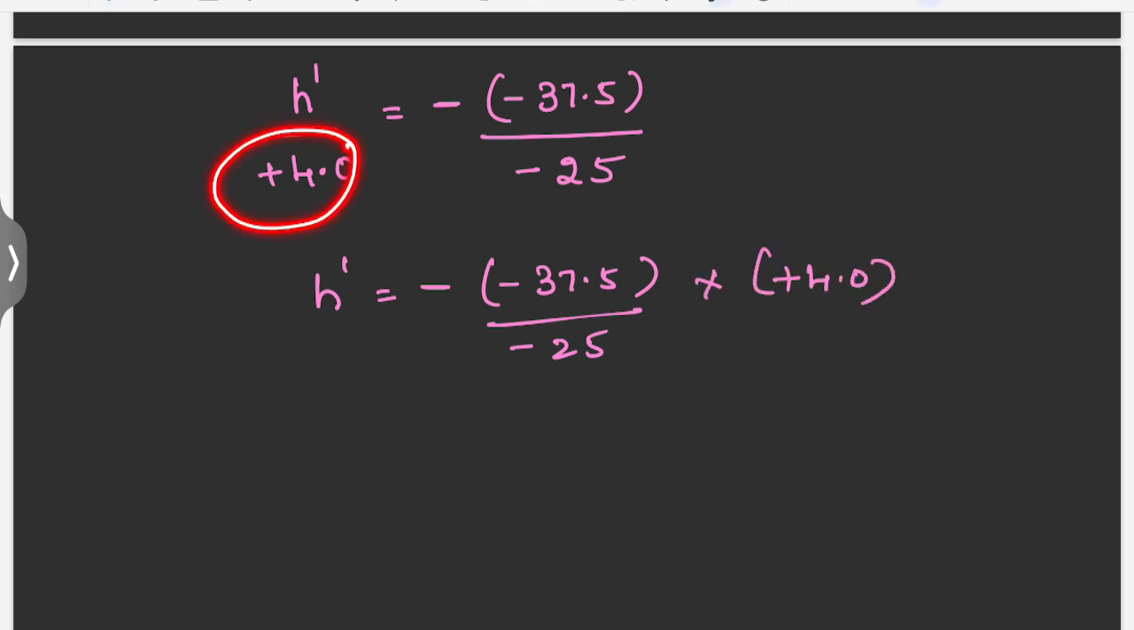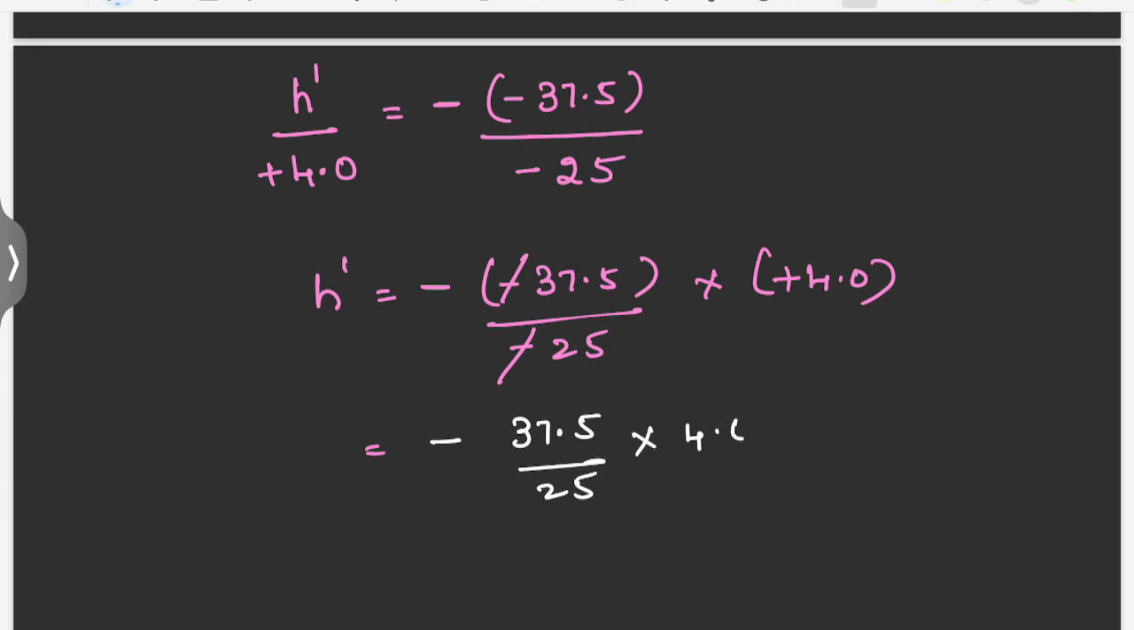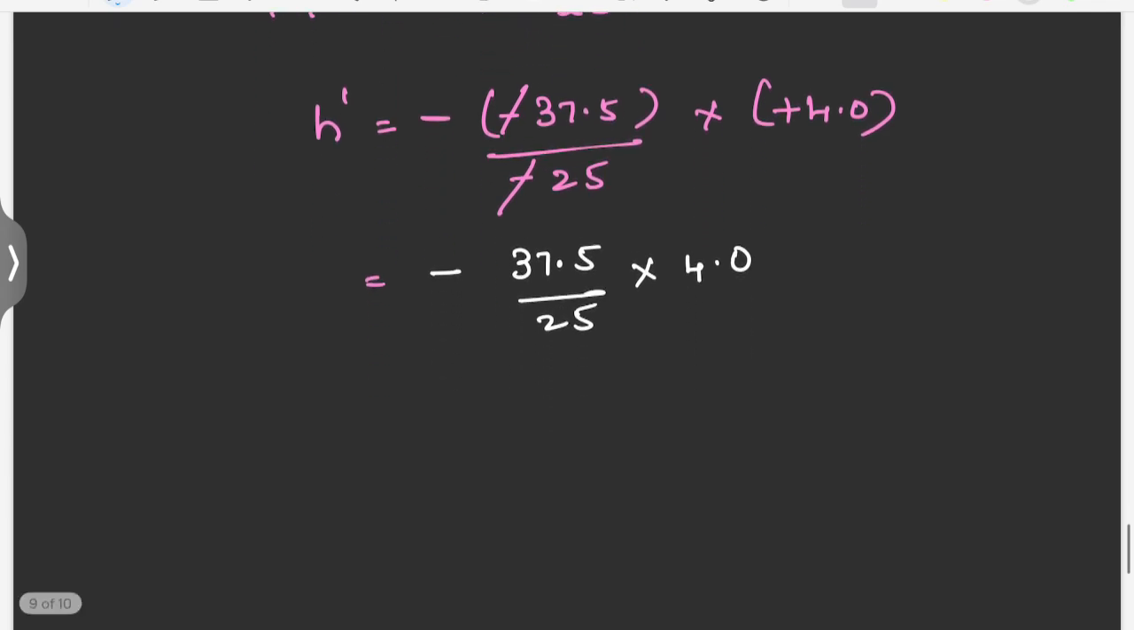So shift this to the other side, so it will come in the numerator. Now negative sign and negative sign you can cancel. So cancel this negative sign. So you will be getting here, this is equal to minus 37.5 divided by 25 into 4.0. So now what you can do is remove the decimal. It is difficult to calculate with the decimal point, so let us remove this decimal.